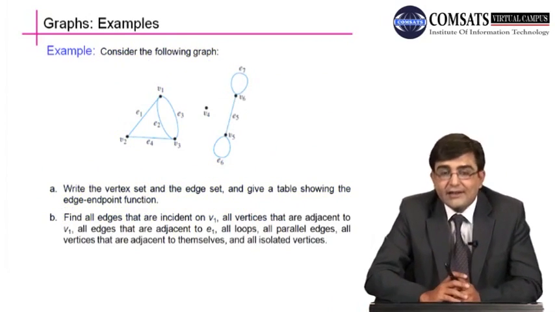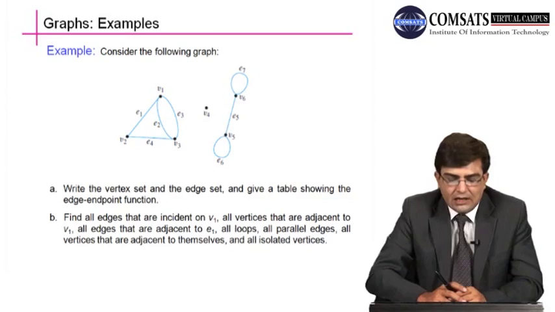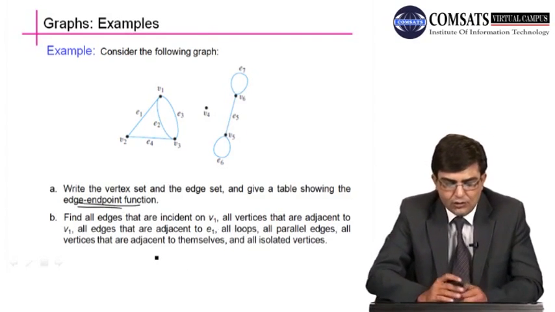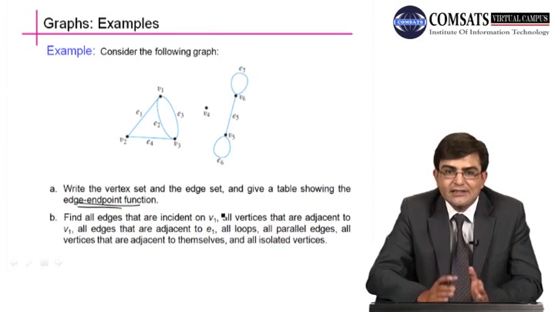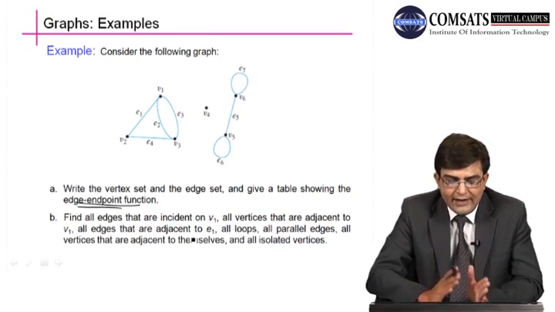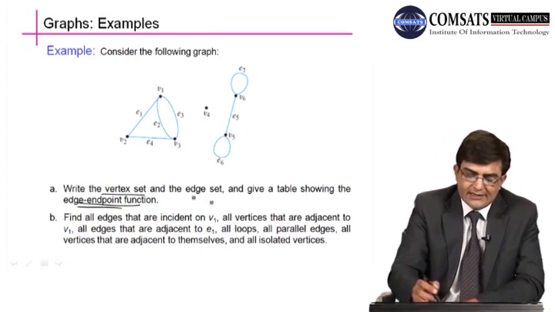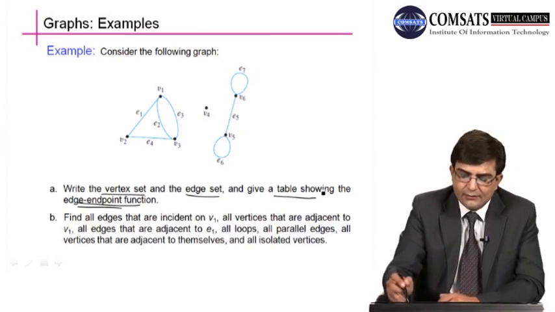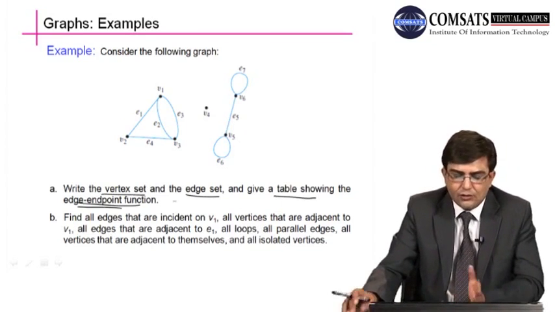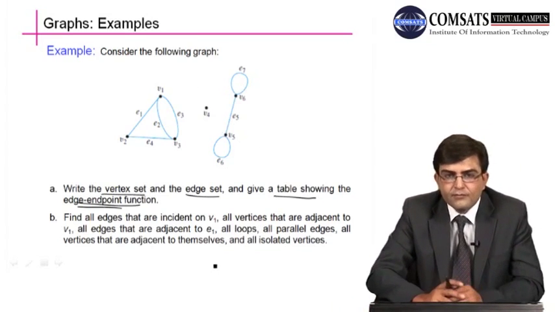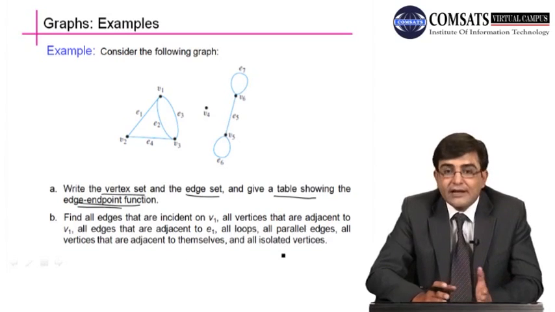Now let's consider an example. Consider the following graph. Write the vertex set and the edge set and give a table showing the edge endpoint function. Now I shall explain you what is edge endpoint function. It's basically a table which shows the edges and their endpoints. So first of all we have to write vertex set and then edge set and then a table showing the edge endpoint function. So this is the graph. According to this graph we have to answer this question.